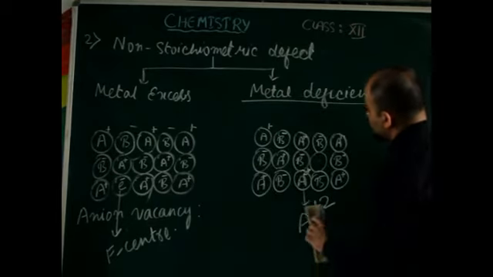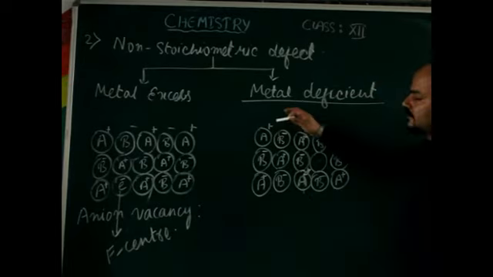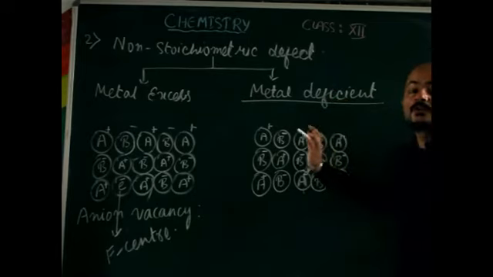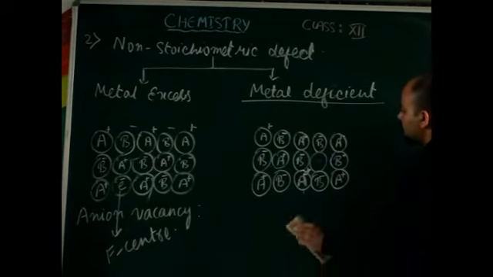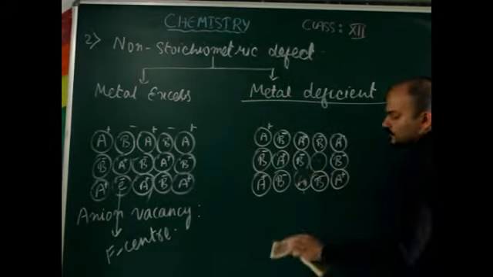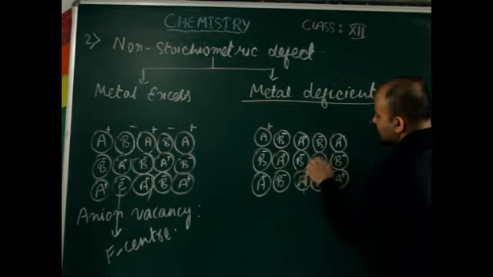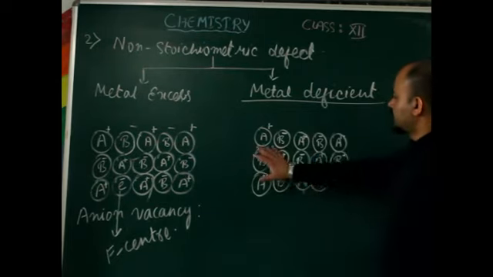So now another type of defect, metal deficiency defect. This is the first one. There is another way in which this metal deficiency defect can also be caused. In that, you have a regular arrangement of positive and negative ions. This is A positive itself now, and this is also occupied by A positive. This is the regular system.